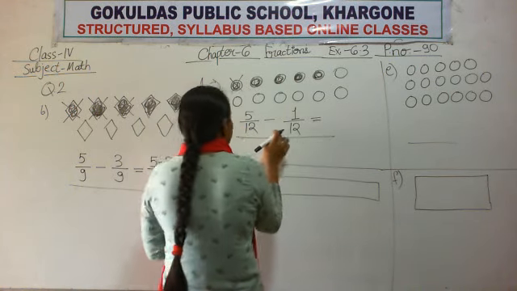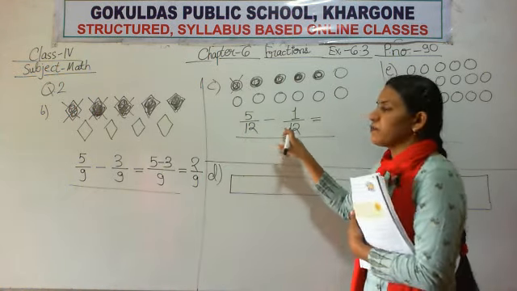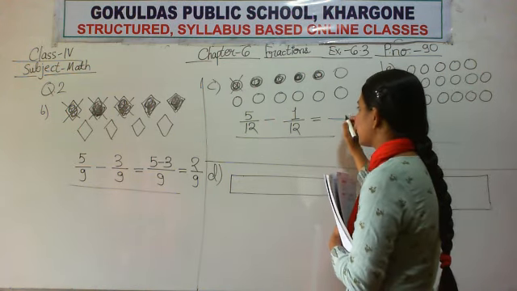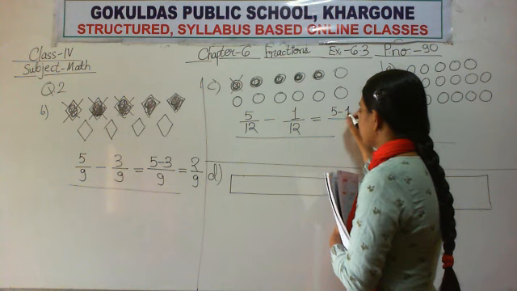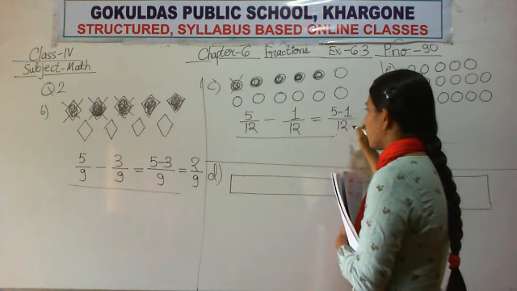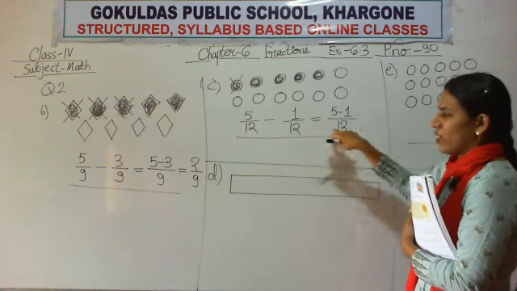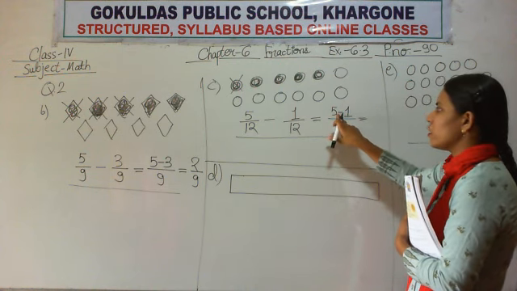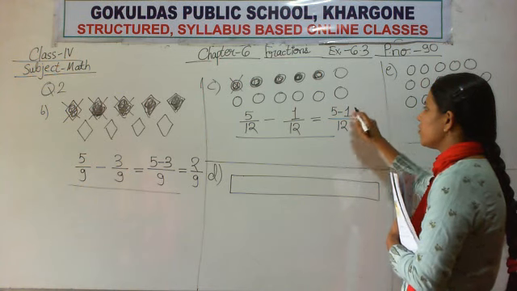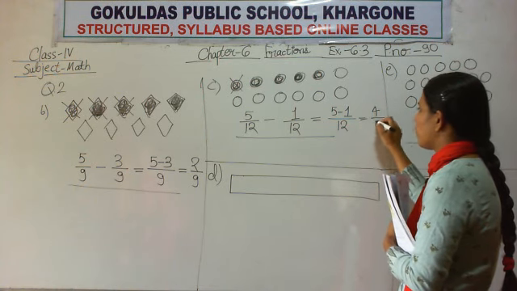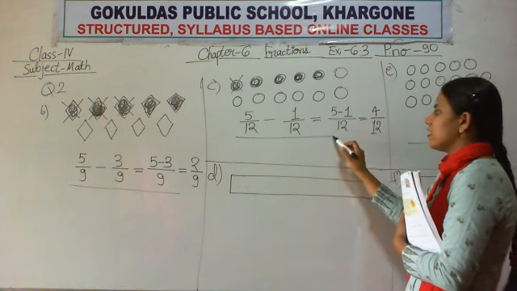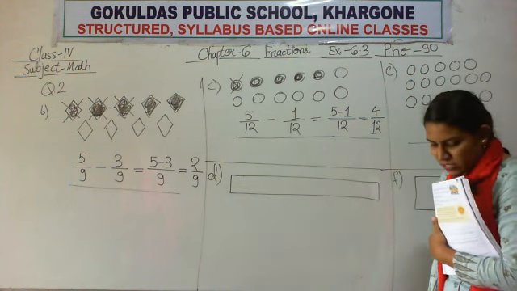Now check the denominators. Both numbers have the same denominator, which means they are like fractions. And how do we solve like fractions? We subtract the numerators over the same denominator. The denominator is 12. Now solve the numerator: 5 minus 1 is 4 upon 12. So 4 upon 12 is your final answer. Write this with the help of a pencil in your book.